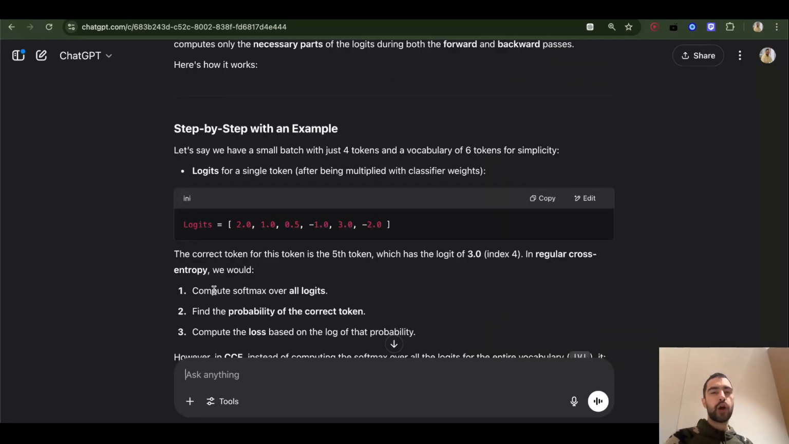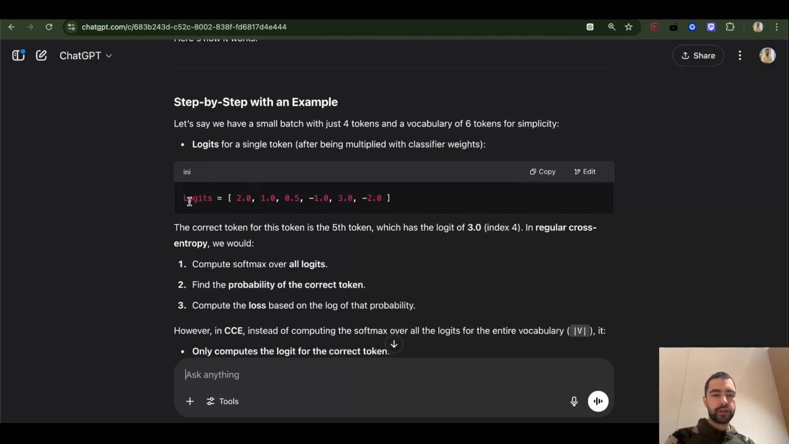So now let's see how Apple's Cut Cross-Entropy helps. So this is another example. Let's say we have these logits. So for the next token, let's say we have a 6 token vocabulary. Each of those 6 tokens in the vocabulary gets these logits. And let's say the correct one is this one that has the highest logit, 3. So this is the correct next token out of the entire vocabulary.